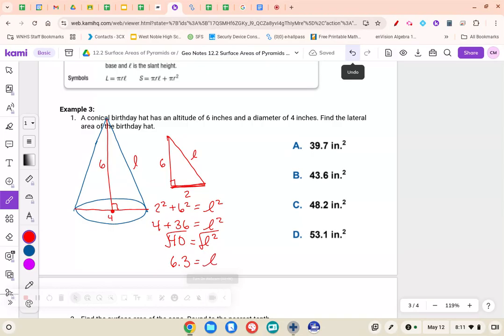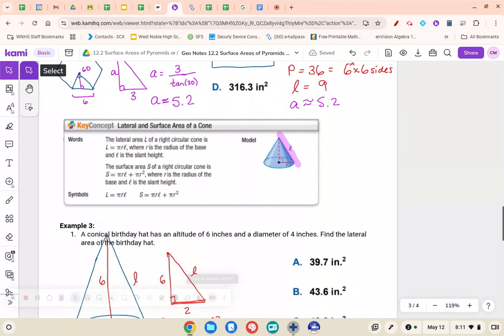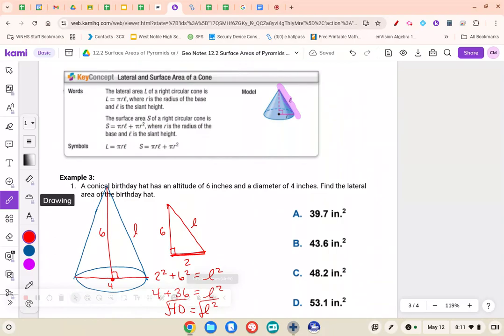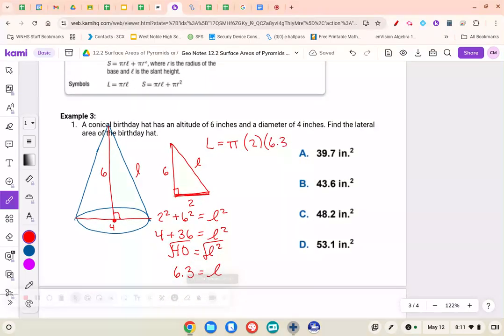And since we are just finding the lateral area, we only use our first formula. Lateral area is equal to pi times radius, which we decided is 2, times our slant height, which we decided is 6.3. Plug that into our calculator, and we get 39.7 square inches, or A.